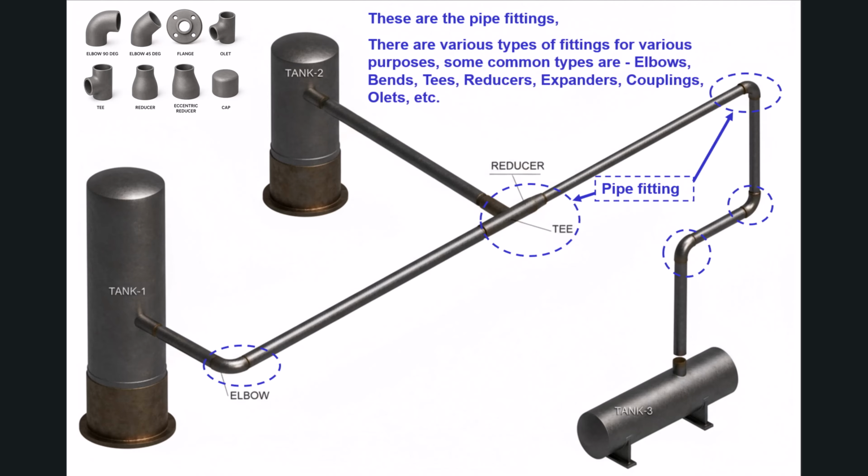These are the pipe fittings. There are various types of fittings for various purposes. Some common types are elbows, bends, tees, reducers, expanders, couplings, olets, etc.